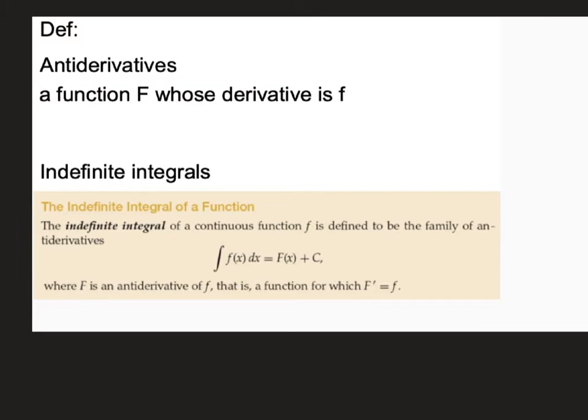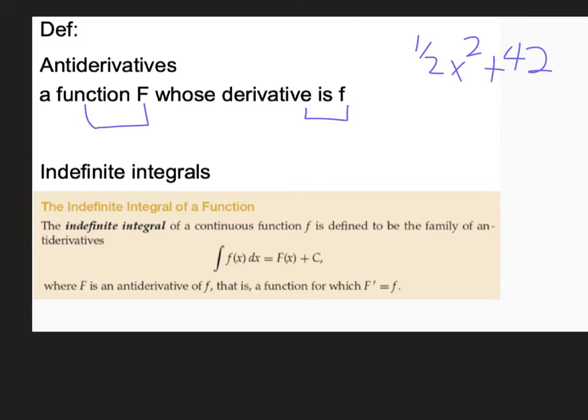Antiderivatives. A function F whose derivative is f. Now notice we have a big F and a little f. So the antiderivative is any function, big F, whose derivative is little f. On the previous page I said 1/2 x squared. Couldn't I have picked 1/2 x squared plus 42? The derivative of that's still x, right? So an antiderivative is any function F whose derivative is little f.